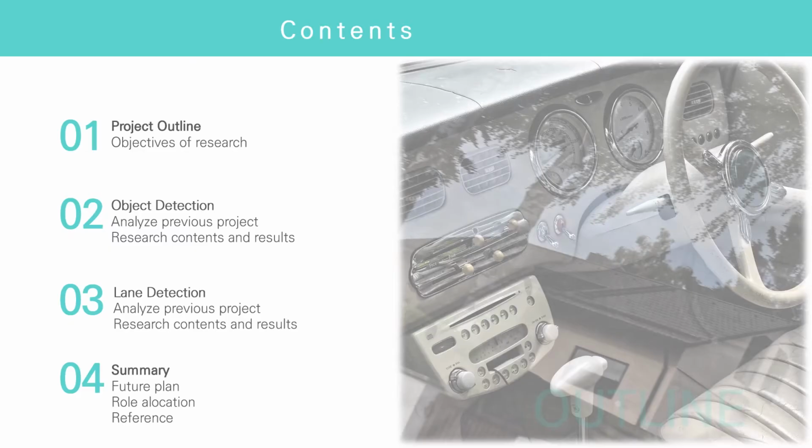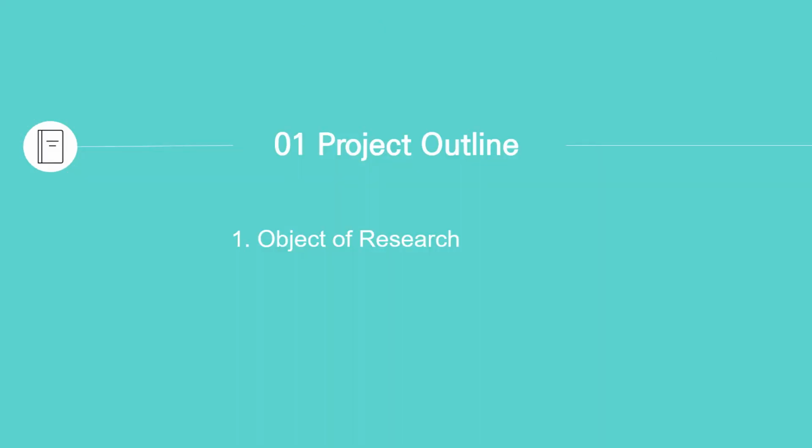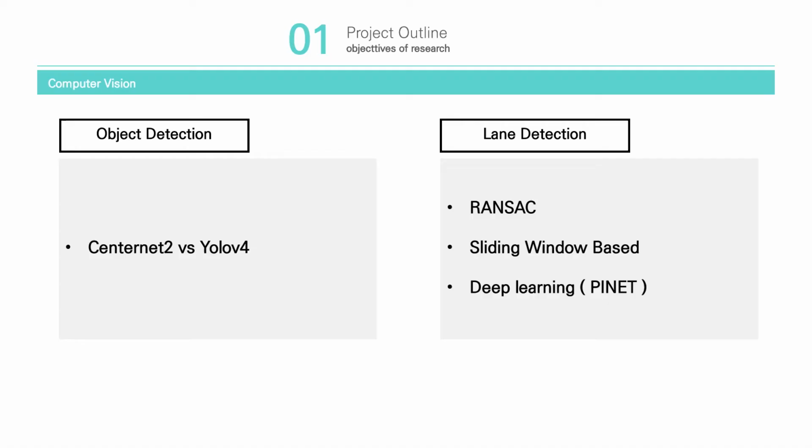The presentation will be progressed as follows. First section is project outline. Our goal is to make it possible for driving assist only with the vision, not the other sensor. Therefore, we progressed lane detection and object detection research as below.